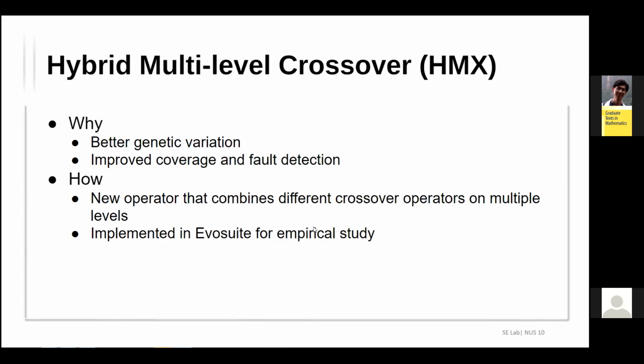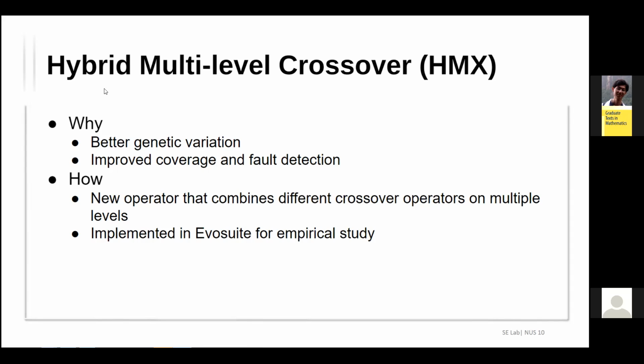Now we come to the exact approach, which is this hybrid multi-level crossover. The aim is better genetic variation, improved coverage, and fault detection. These are the criteria by which they judge test cases. Coverage here is typically line or branch coverage, which I'll explain in more detail later on. Fault detection is how well they can detect problems in the code under test. This is typically measured using a weak and strong mutation score, I believe. I'll explain more about that later as well.